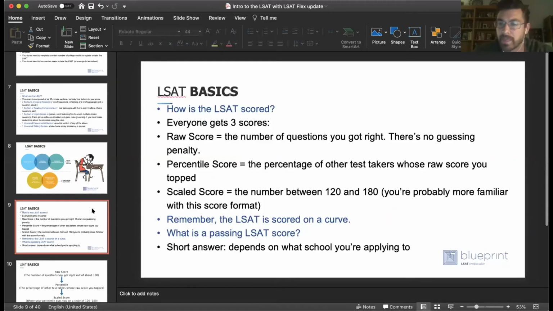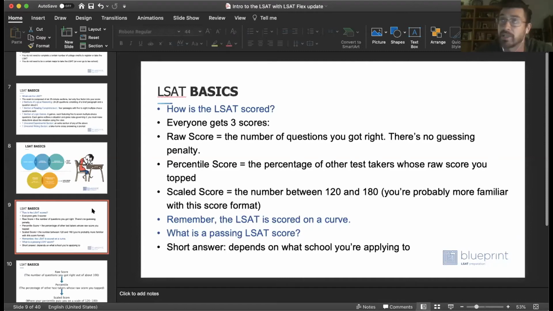How's it scored? You're going to get 3 scores. One of them is your raw score. That'll just be, for example, 65 out of 100 or 85 out of 101. Then you'll get your percentile score, the percentage of other people that you topped, and then the score that most people talk about, the score that's most germane to your consideration here, is the scaled score, and that's a 120 to a 180. That's how you're probably hearing about this the most.